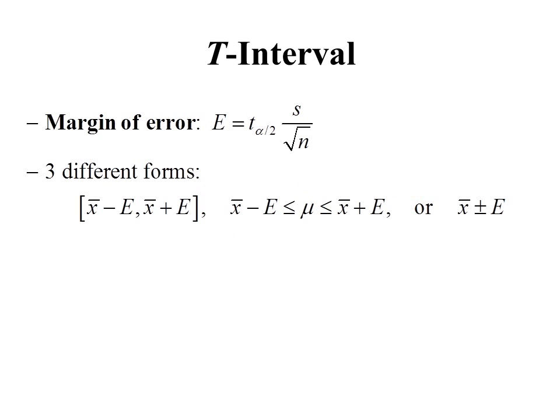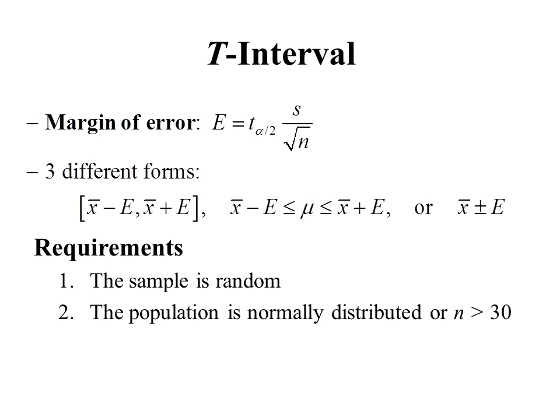I like this because I think it more explicitly says what the confidence interval means. Now, the requirements for doing this type of interval are, number 1, the sample is random. That's always a requirement. And then number 2, the population is normally distributed, or n is greater than 30. That's the same requirement as for the central limit theorem, and that's needed because the central limit theorem forms the theoretical foundation for this type of confidence interval.